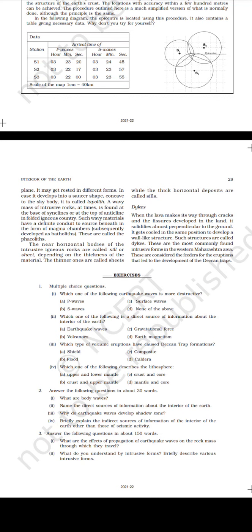Answer the following questions in about 150 words. What are the effects of propagation of earth waves on the rock mass through which they travel? What do you understand by intrusive forms? Briefly describe various intrusive forms.